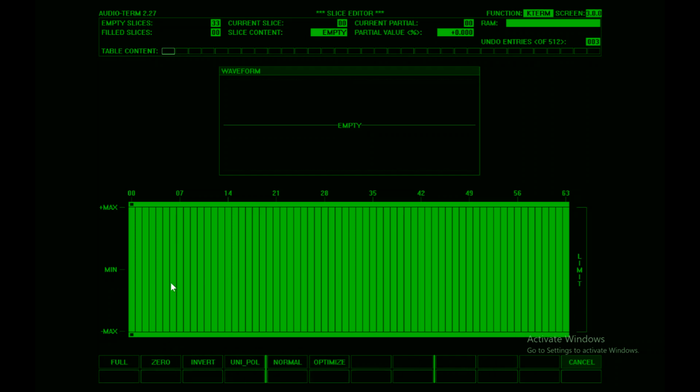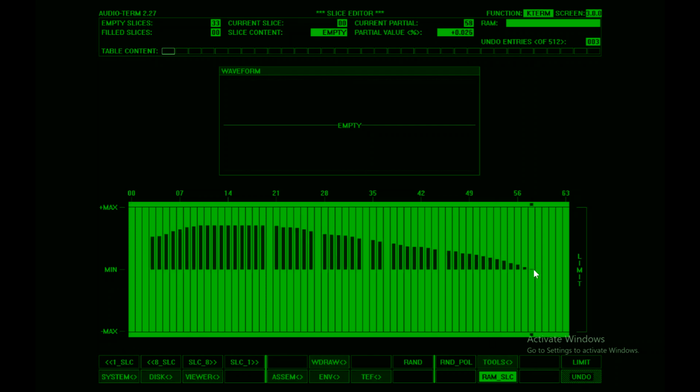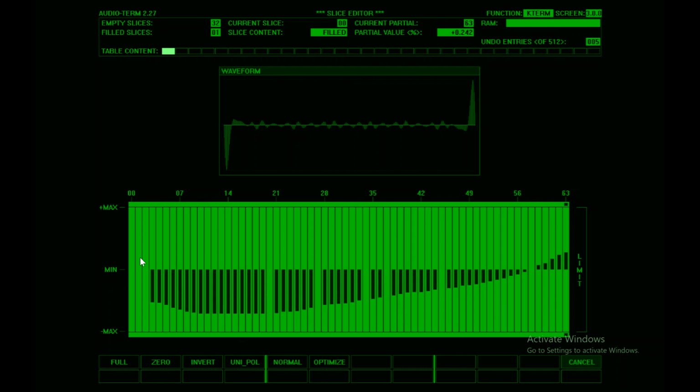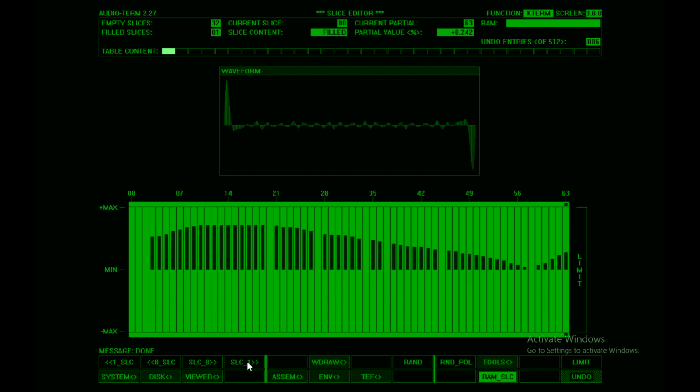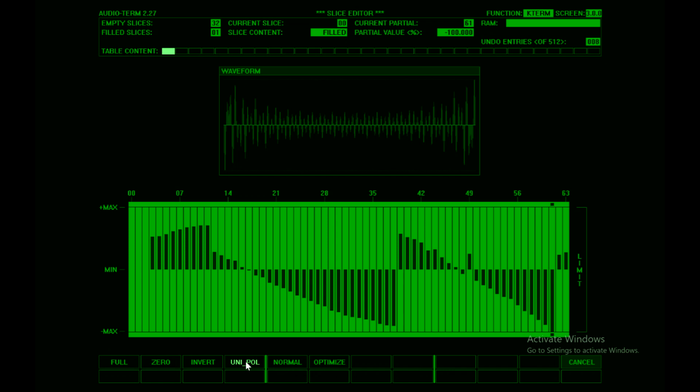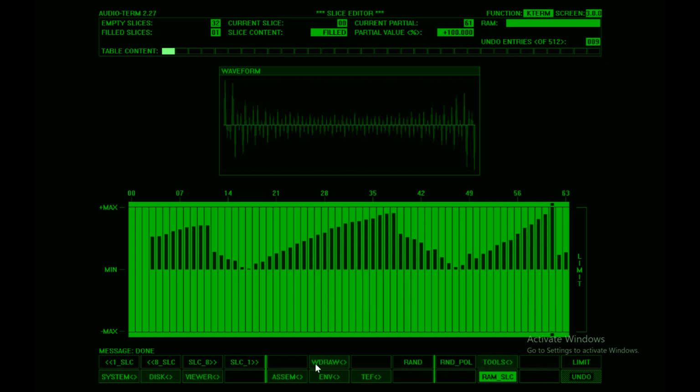Invert. Well, let's say I had drawn something. Go to Tools and invert it. Guess what's going to happen? It's going to invert it. Unipolarity. I've never used this button, but I'm going to assume that it's all going to go positive. Yeah. So if I draw some stuff like this and go unipolarity, one polarity. Yeah, okay.